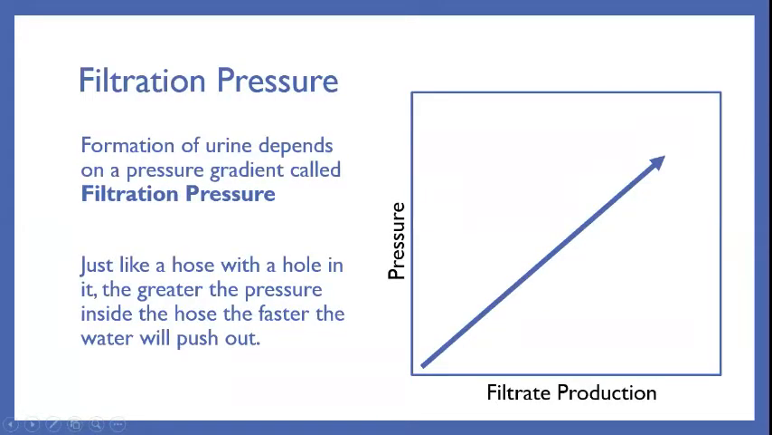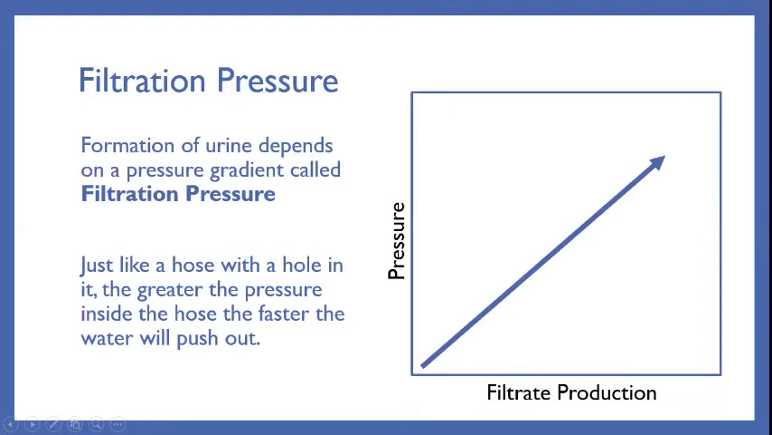The amount of filtrate that we produce depends on a pressure gradient called filtration pressure. Just like a hose with a hole in it, the greater the pressure inside of the hose, the faster the water will push out. Another good example is a water balloon. If you were to fill a water balloon up to just almost until it burst, and then poke a hole in that water balloon, you probably can imagine how fast that water is going to be shooting out.